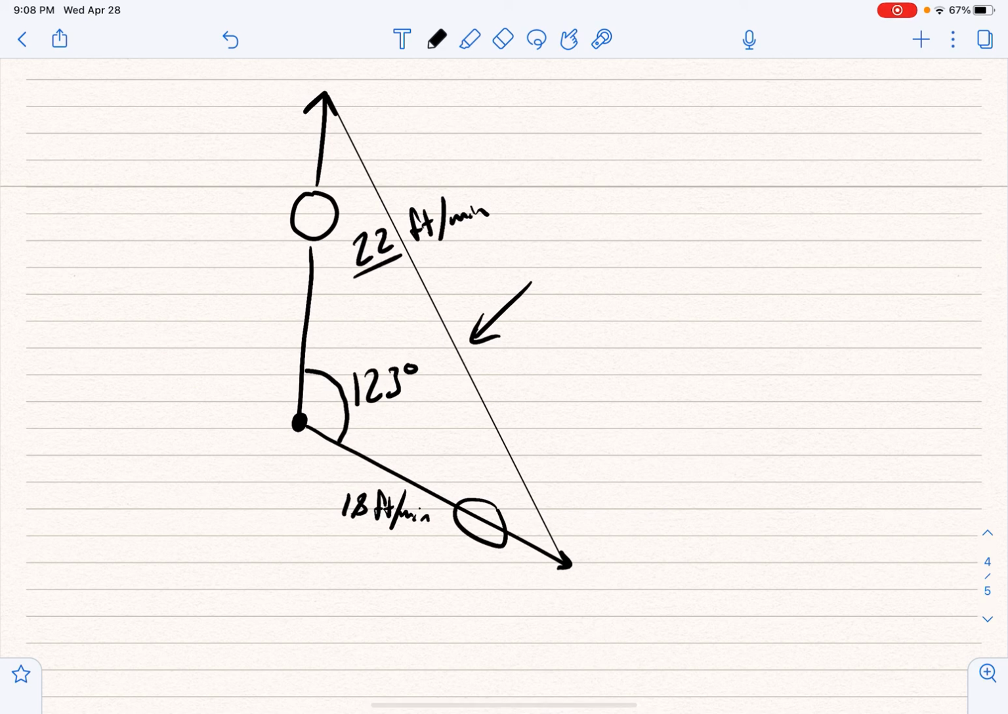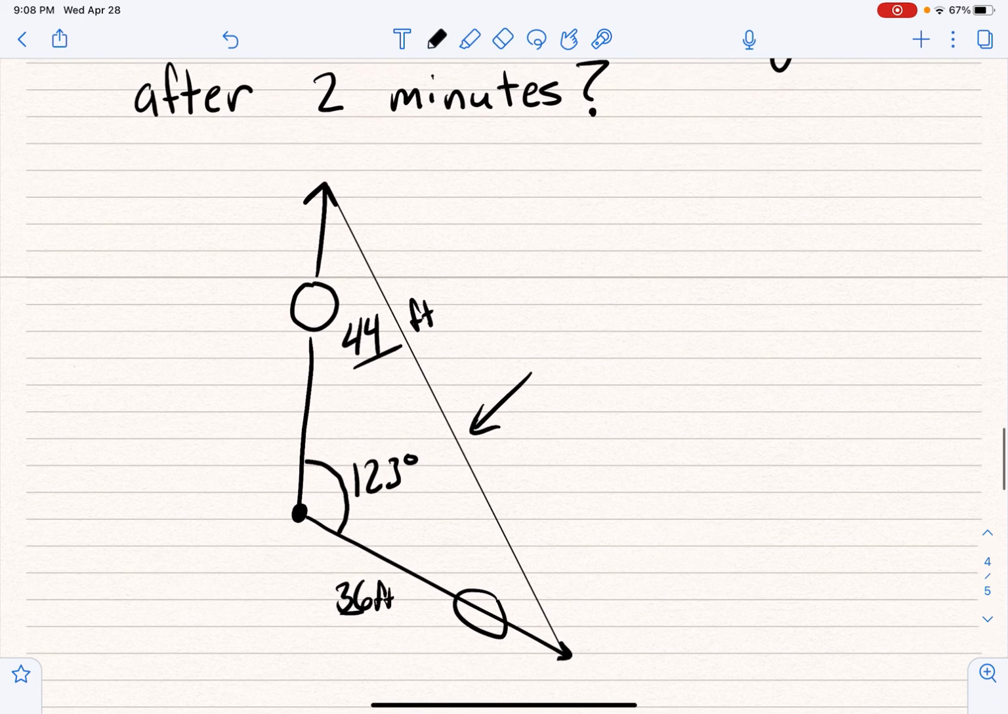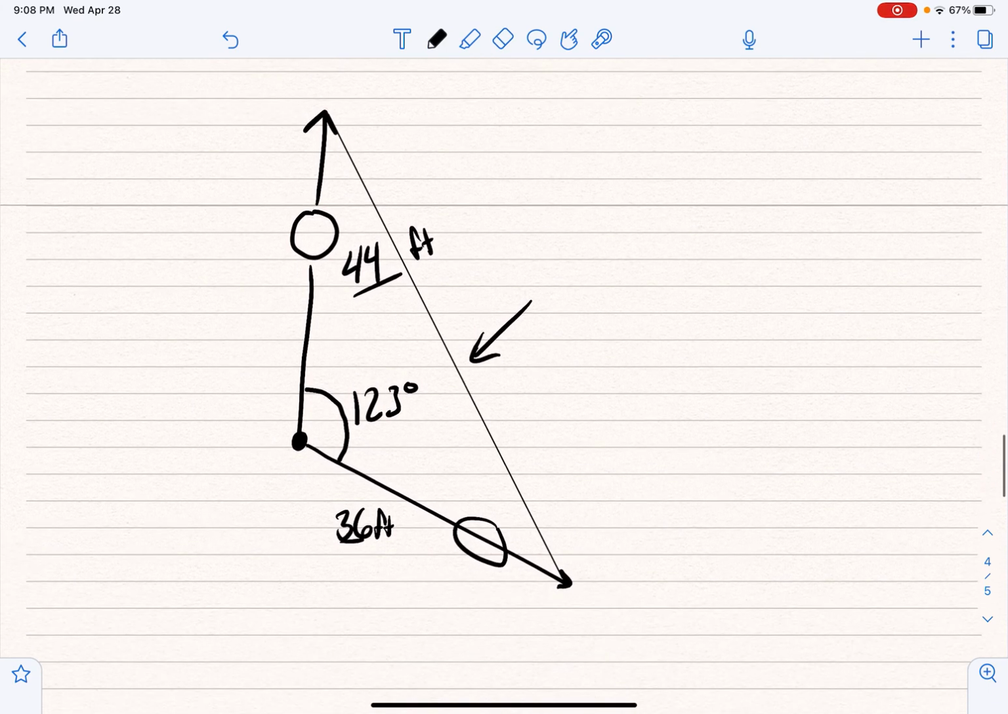Now realize that they do 22 feet per minute or 18 feet per minute. So now we've got to think about per 2 minutes. So really what that does is it just doubles the length of those two sides. So instead of 22, this one would become 44. And instead of 18, this one would be 36 because it's after 2 minutes. So we can take out the per minute and just say it's that many feet. This is a perfect side-angle-side situation. Very easy problem to set up.